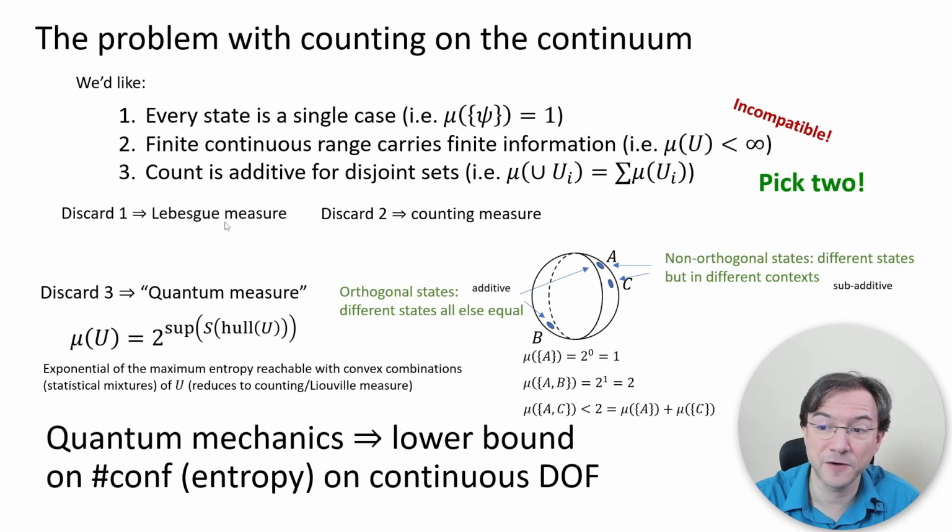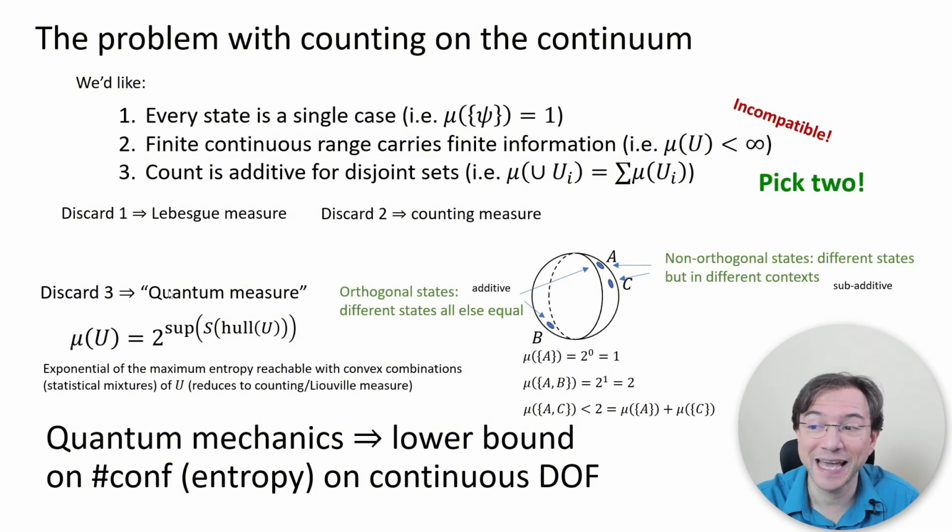So if you discard the first one, you have a Lebesgue measure, the points count 0, and the measure, the number of states, is the volume or the area of the region. This is what we have in classical mechanics. You can discard 2, and so you're going to have a counting measure, and this is what you have in discrete systems. Or you can discard 3, you can basically say, well, I don't care about additivity, and then what you get is essentially what happens in quantum mechanics.